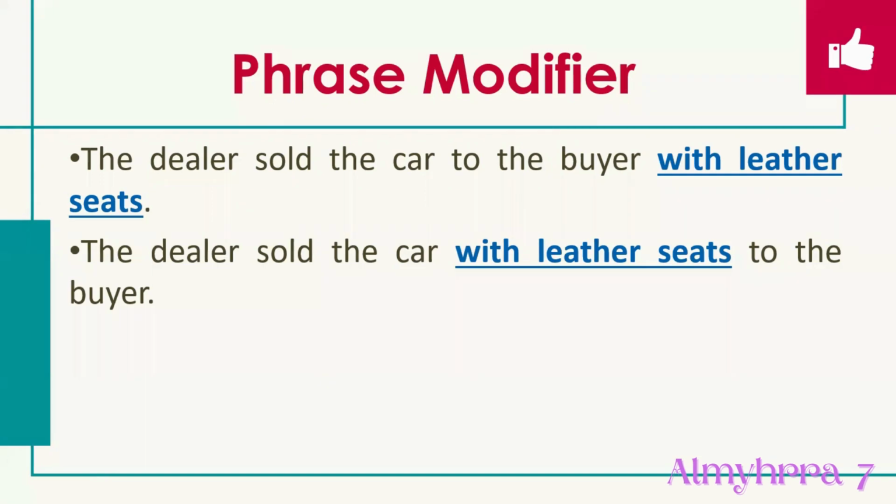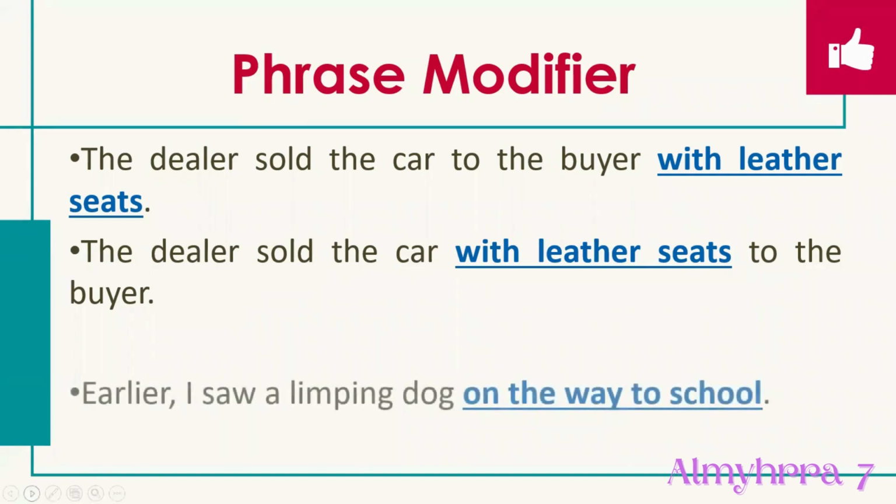Another sentence. Earlier, I saw a limping dog on the way to school. The word modify here is a dog. Now, if you try to analyze, the dog is on its way to school. Do you think the dog can do that, going to school?